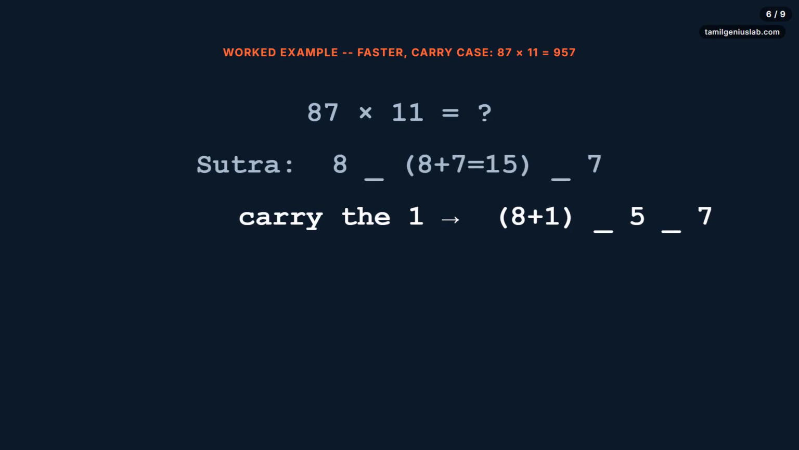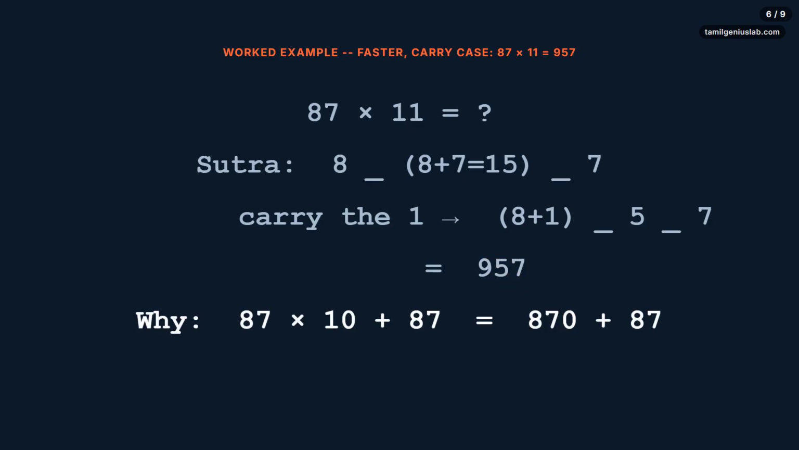Write 5 in the middle. Carry the 1. The 1 rolls into the leading digit. 8 plus 1 is 9. Read it. 9, 5, 7. 957. Yes. And here is the why.